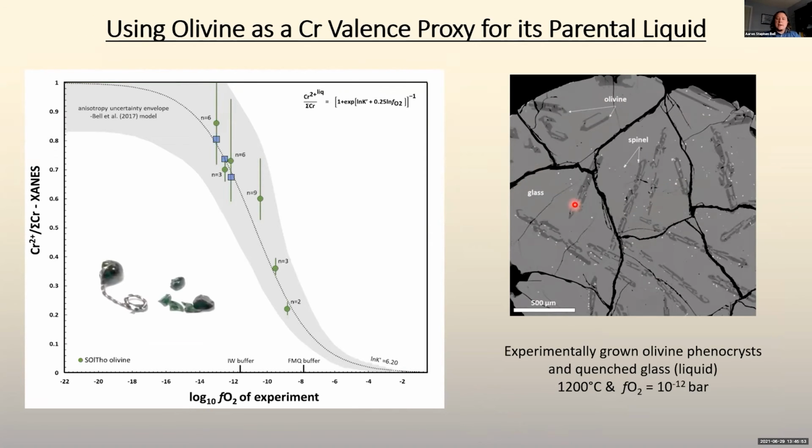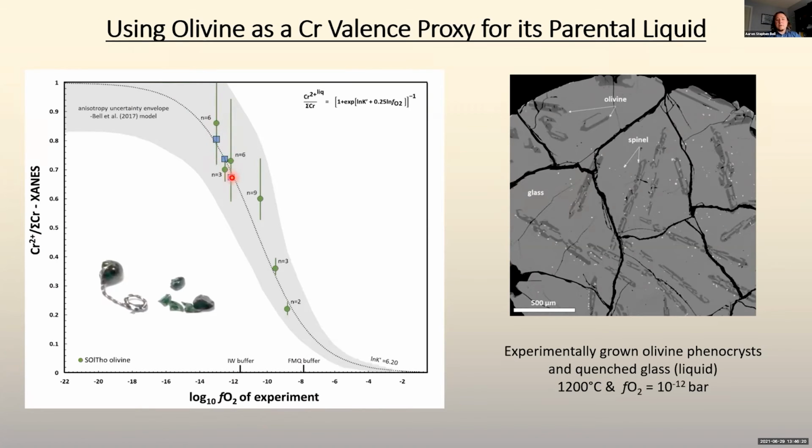So what we've done in this case, we've done experiments basically that were very low in ferric iron. And so what we've done is we've actually measured the chromium valence ratio in coexisting olivine and glass. And so over here, I have chromium 2 plus over total chrome plotted as a function of experimental fO2. And you can see that, so the green dots here, these are chromium valence ratios measured in olivine. And the blue dots are their coexisting liquids.